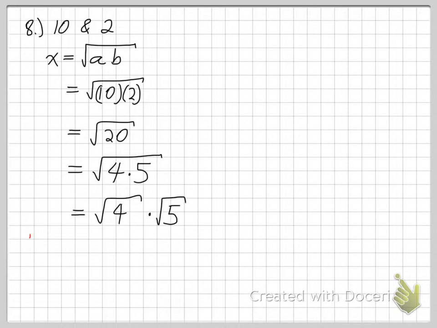When I take the square root, I'm going to get 2. The square root of 4 is exactly 2, right? It's a perfect square. And the square root of 5 cannot be simplified, so it's root 5. So the answer then would be 2 root 5. So the geometric mean of 10 and 2 is 2 root 5.